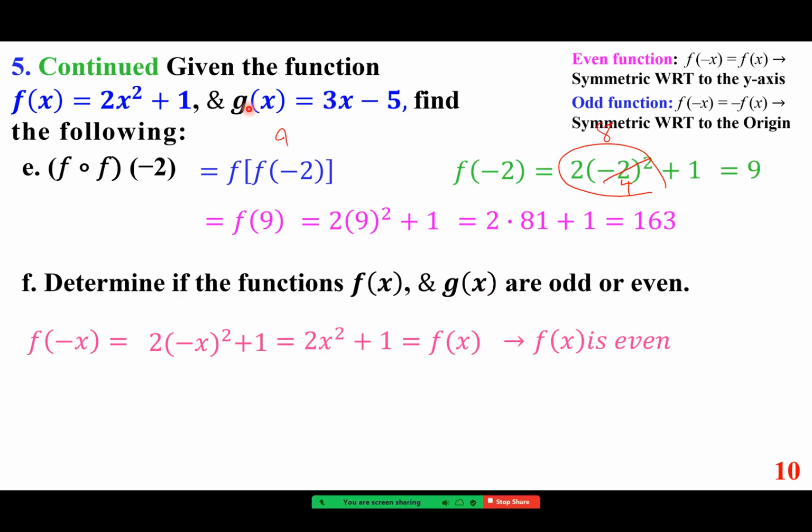And we're going to evaluate g of minus x, which means we're going to replace the x with negative x. So as you can see, this gives you minus 3x, and this remains. And as you can see, it is not equal to g of x. It is not equal to the opposite of g. The opposite of that would be minus 3x plus 5. So it's neither even nor odd. The question was, is it even or odd? And you say it's neither.